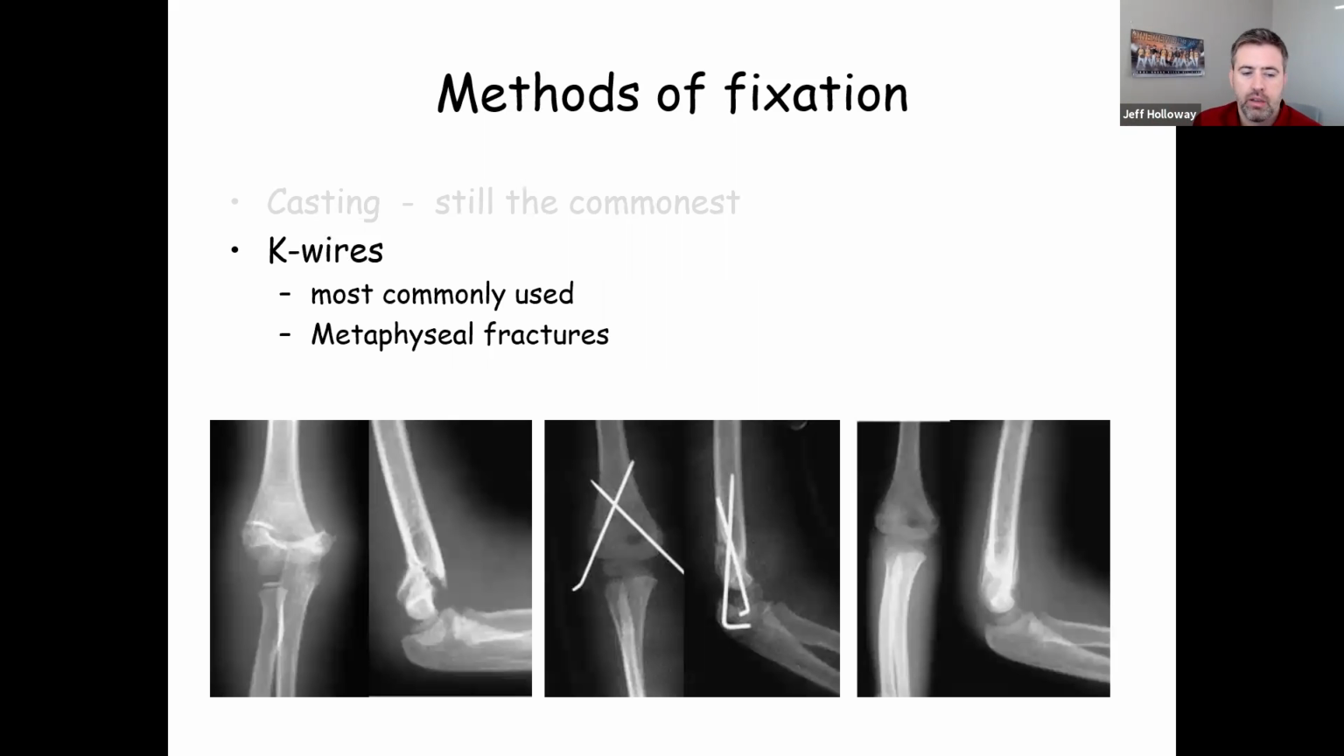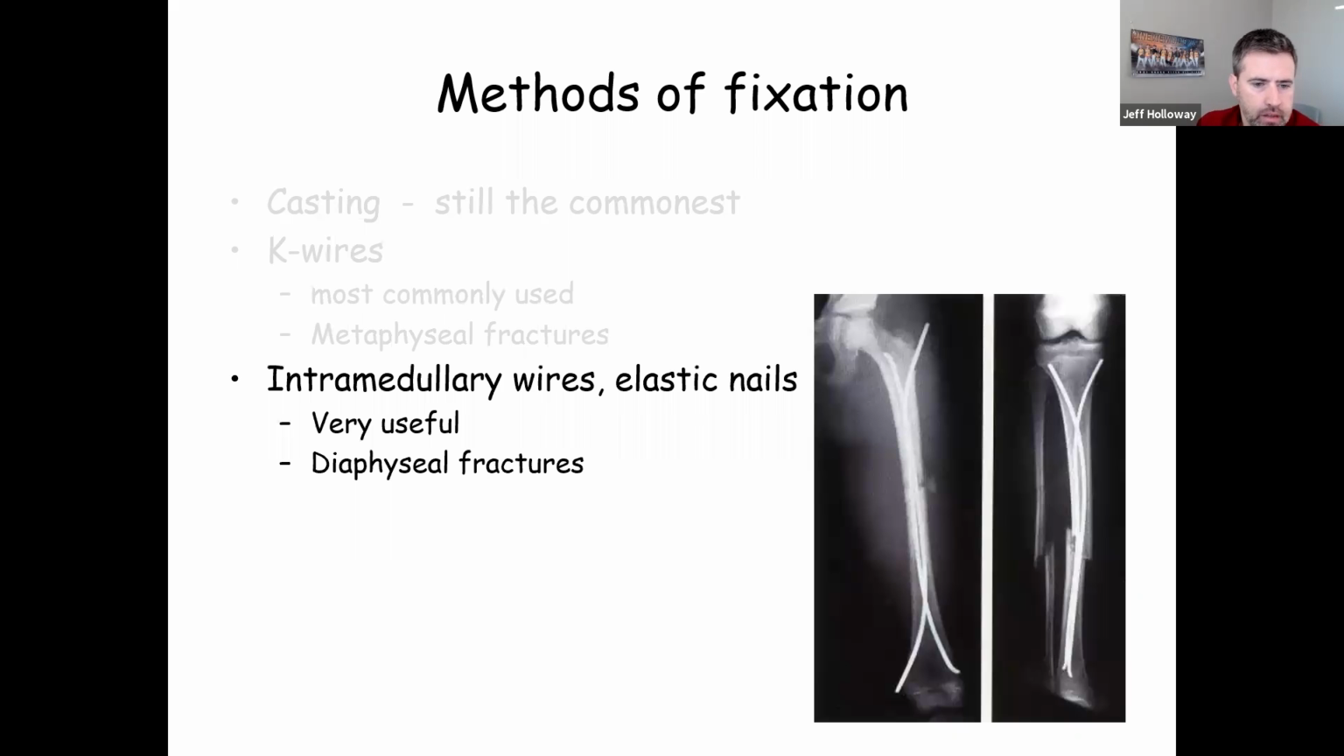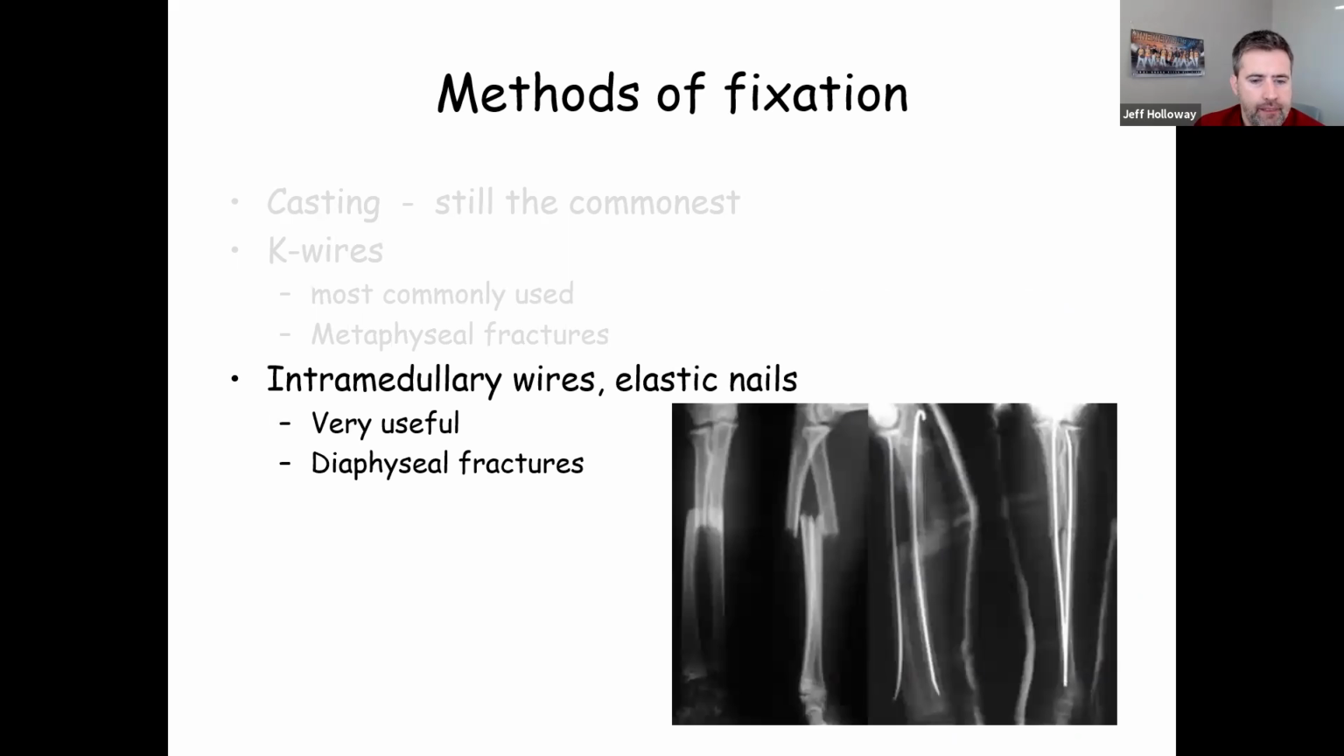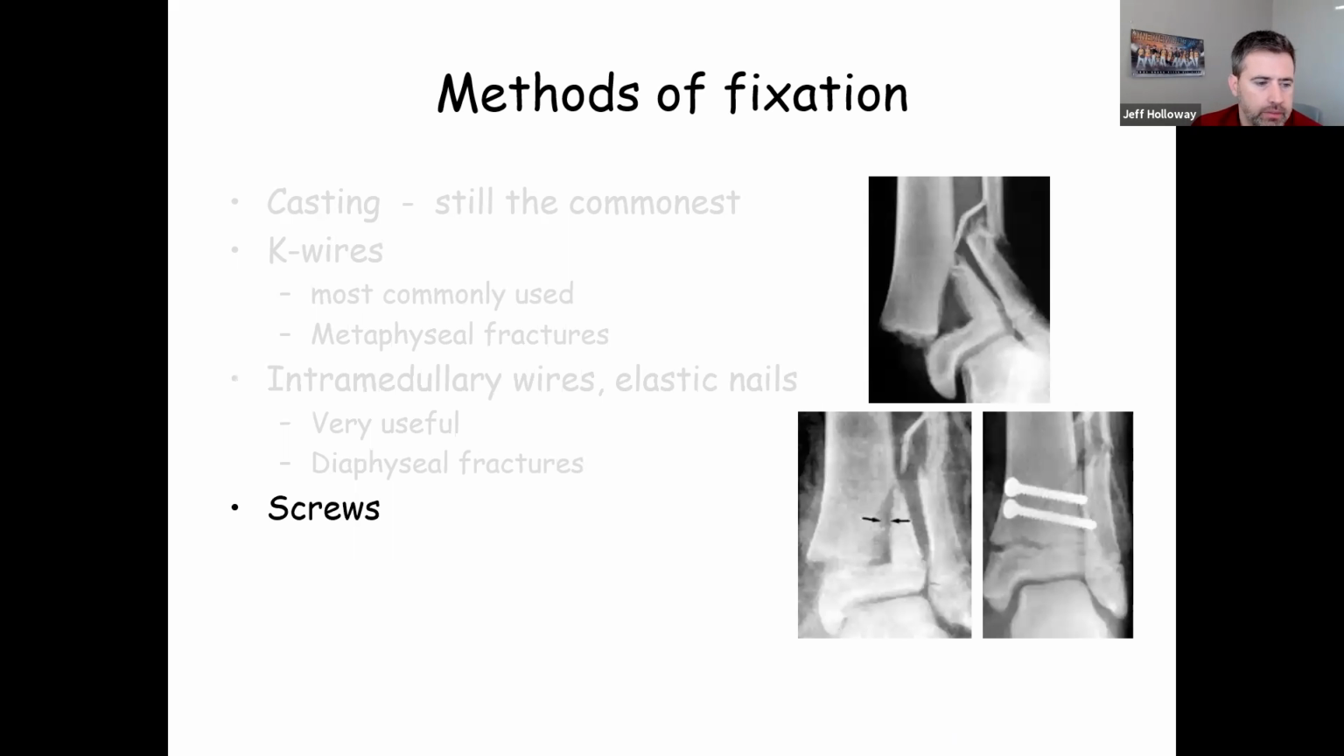You've probably seen some K wires done. So this is where they go in and try to put it back into place and hold it there. But then they can come back and take these wires out by just pulling them out. Then there's the nails, putting in more elastic ones, where they're trying to align those bones up. Screws.